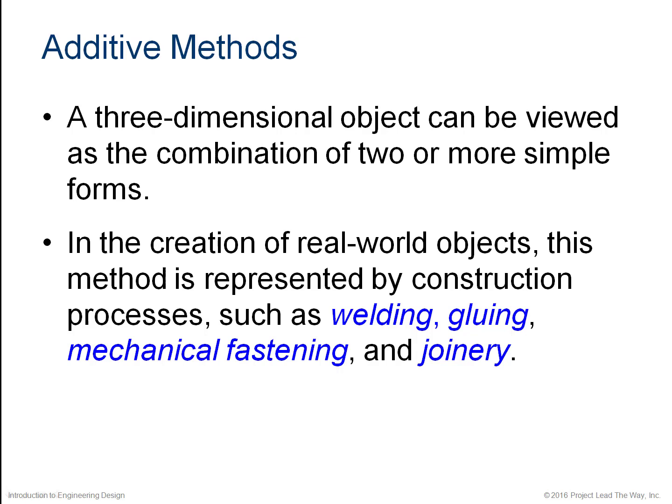So in an additive method, what we basically do is we make a three-dimensional object by combining two or more simple forms, two or more shapes. Now, we can make real-world objects basically by constructing them similarly, like gluing two boards together, welding two pieces of metal together, or mechanically fastening two pieces of metal together with a bolt.